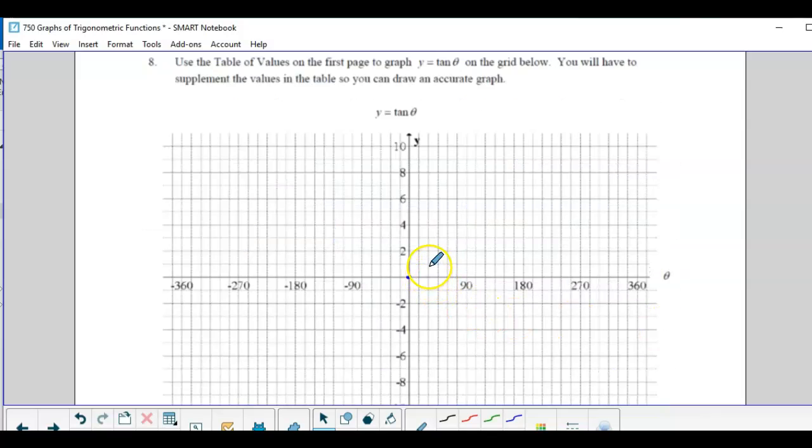Okay, so 0.58. Now notice the scale here. So this goes up by ones. So 0.58 is going to be about there. And then 45 degrees is going to be 1. Then 60 degrees is 1.7 something. And then it's undefined at 90.